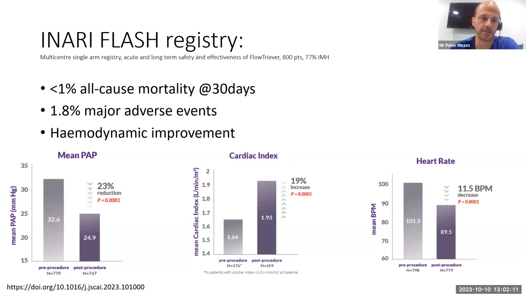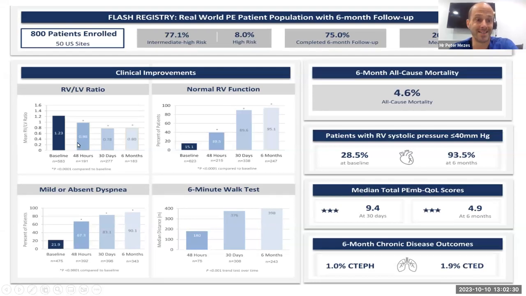And the INARI FLASH registry has already come out with interim results for 6 months, and it has shown that it again has a very good safety profile with 1.8% major adverse events and very good hemodynamic improvement of the patients, which was maintained over 6 months. So we can see that the RV/LV ratio and the RV function have improved. The patients were without significant shortness of breath. There was an improvement in the 6 minute walking test, an improvement in the PE-related quality of life scores, and there was a very low percentage of chronic thromboembolic pulmonary hypertension and post-embolic disease.